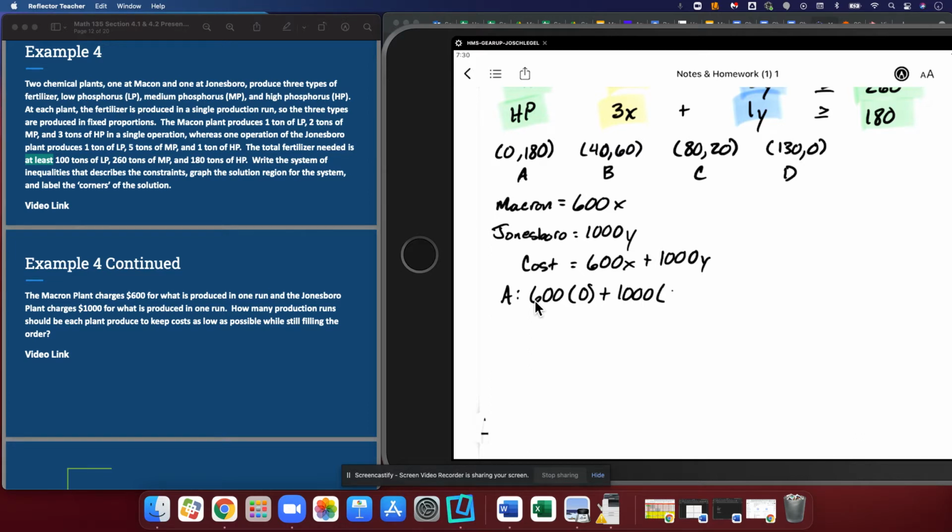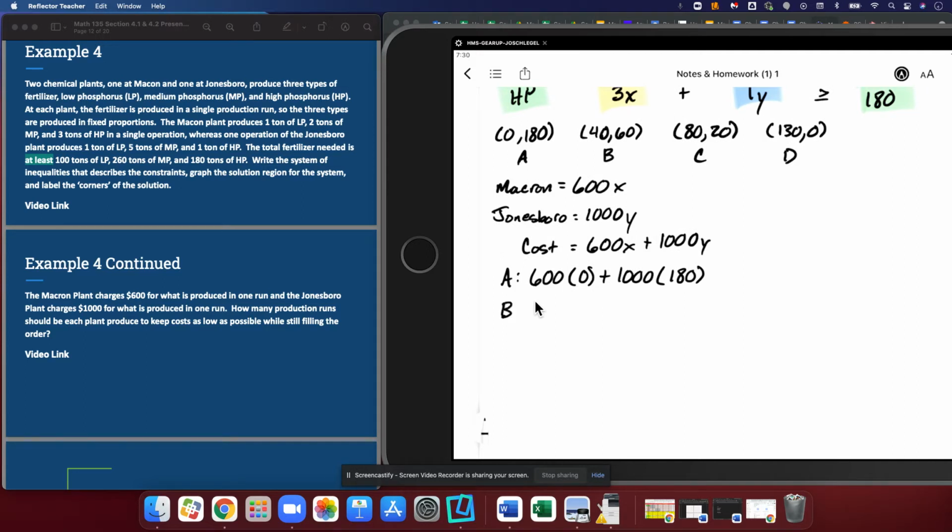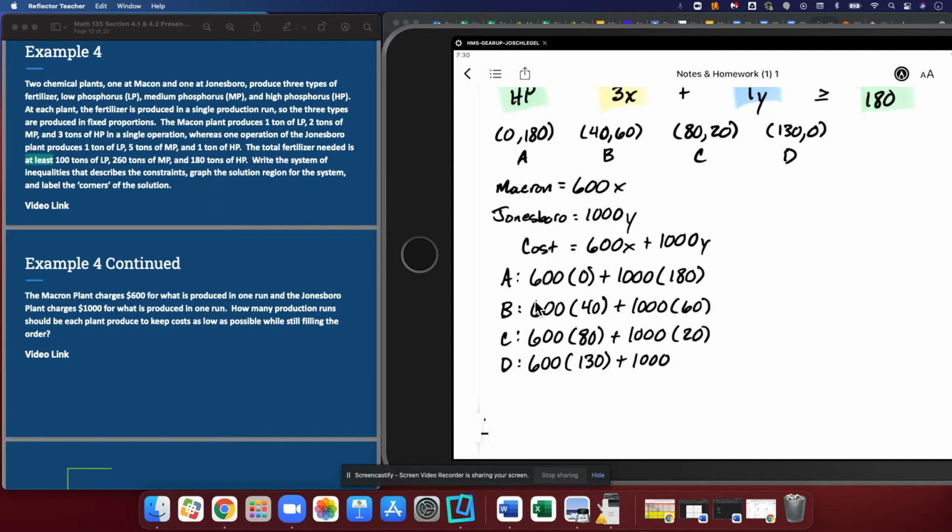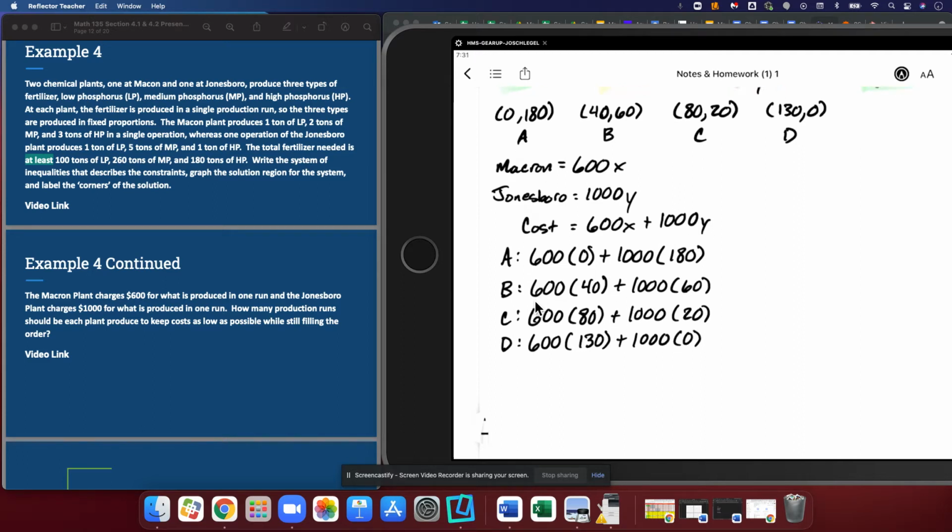So we have 600 times 0 plus 1,000 times 180 as one option. So 0 hours at Macon, 180 hours at Jonesboro. We have a bit of a split here, 40 hours at Macon plus 60 hours at Jonesboro. And another split, we have 80 hours at Macon and 20 hours at Jonesboro. And lastly, we have 130 hours as an option at Macon with 0 hours at Jonesboro.